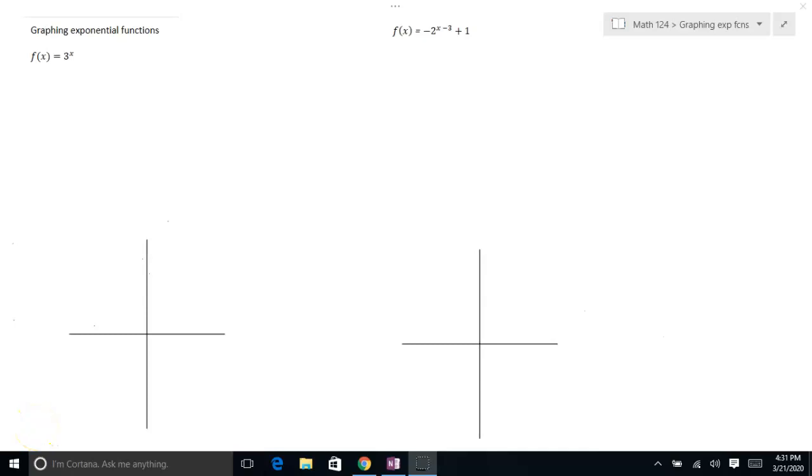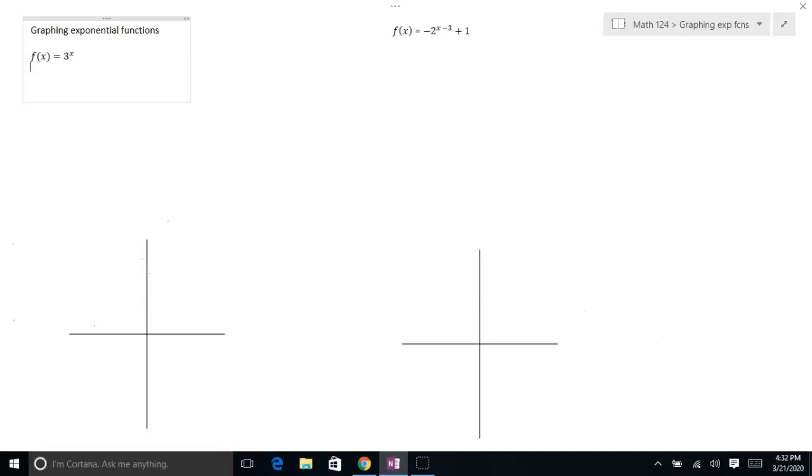The theme for the day is graphing exponential functions. The first one we're going to do by picking values and plotting points, and then we're never going to do that ever again, because we'll know the general overall shape of an exponential function, just like y equals x squared always is a parabola, y equals mx plus b always a line. Exponential functions will always have this general shape.